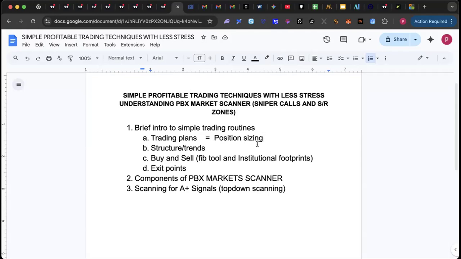Please, for those of us who are new, and even those of us who are old, we can understand why position sizing is very important. All right. Position sizing is very important.